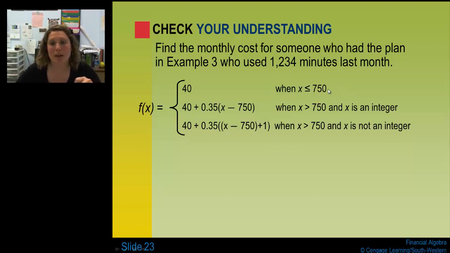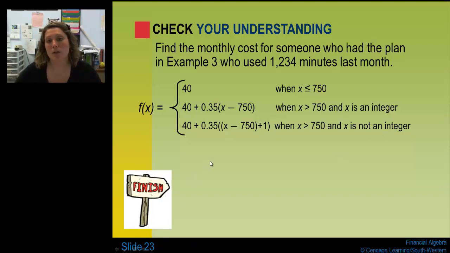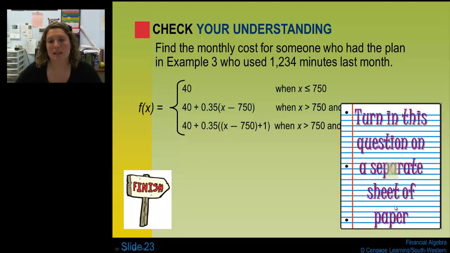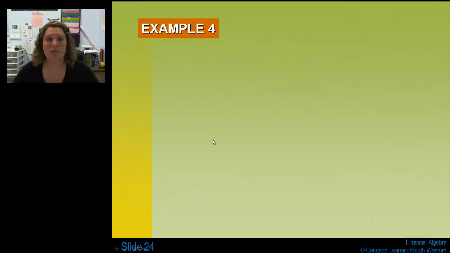So this is your basic up to 750. This is your number that does not have a decimal, and the third line is your number that does have a decimal. So you need to finish this in your notes as well as on a separate sheet of paper. You need to use this 1,234 minutes, decide what line of the piecewise function it goes into, and substitute. That's it. So in your notes as well as on a separate sheet of paper, please.